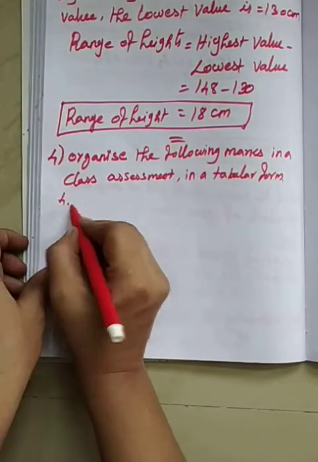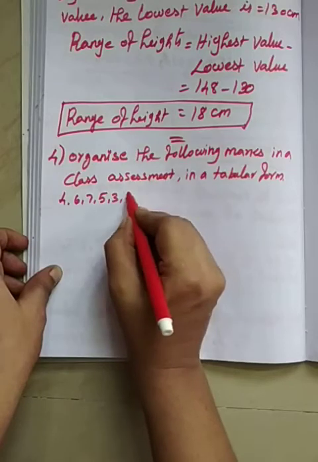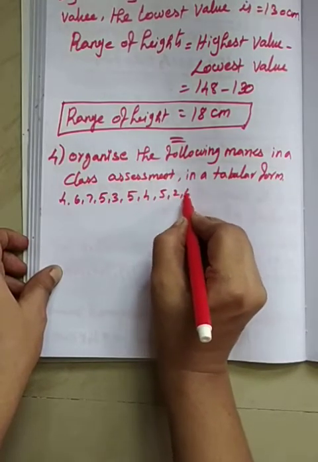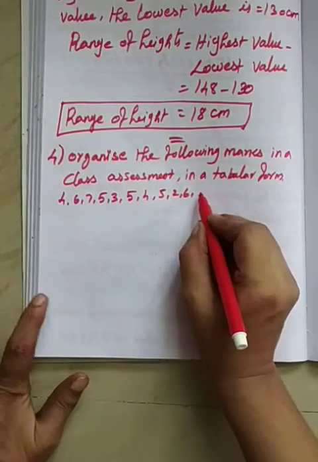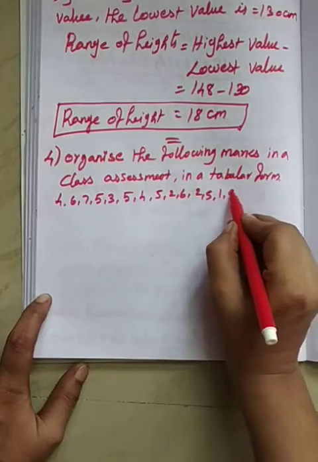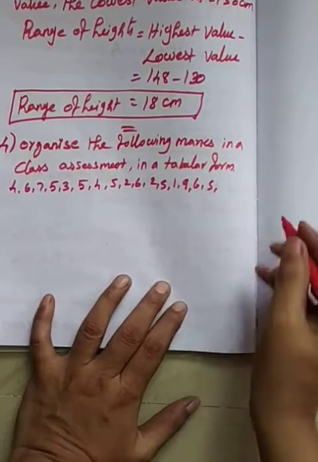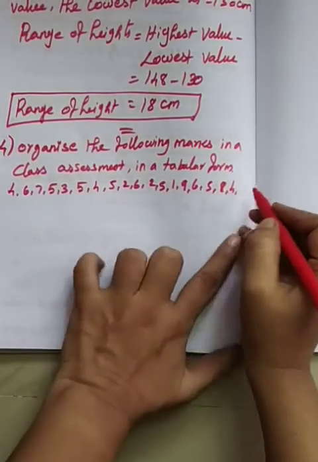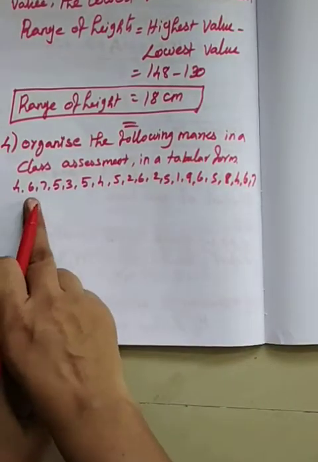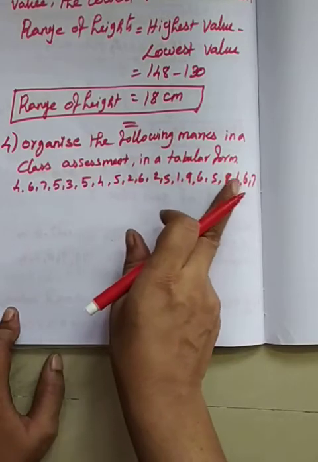See, 4, 6, 7, 5, 3, 5, 4, 5, 2, 6, 2, 5, 1, 9, 6, 5, 8, 4, 6 and 7. Okay. 7, 8, 9, 10, 11, 12, 13, 14, 15, 16, 17, 18, 19, 20.